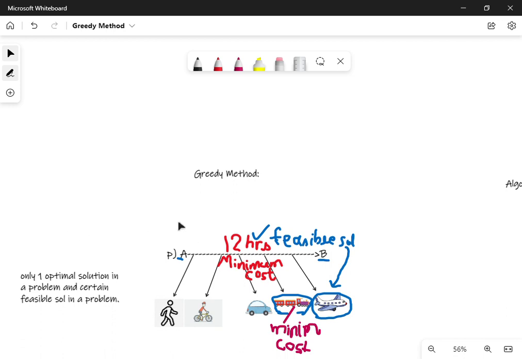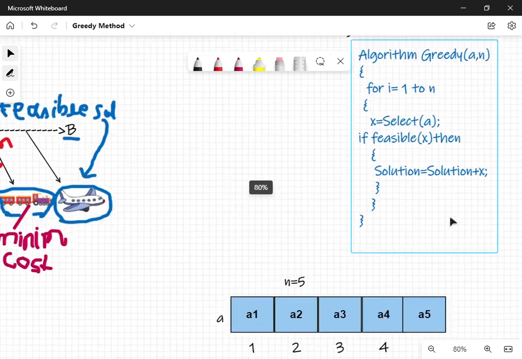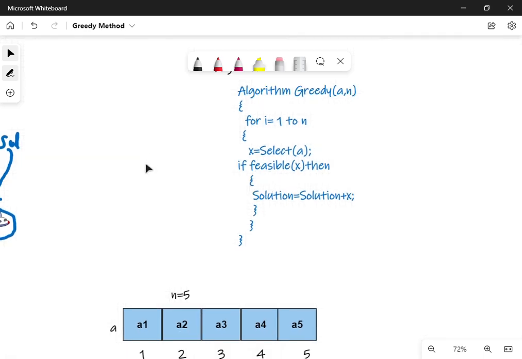Let's start with a general algorithm for the greedy method. Greedy method, what does it say? The greedy method says that a problem should be covered in stages. In each stage, we consider one input from a given problem, and if that input is feasible, we include it in the solution. By including all feasible inputs, we will get an optimal solution.